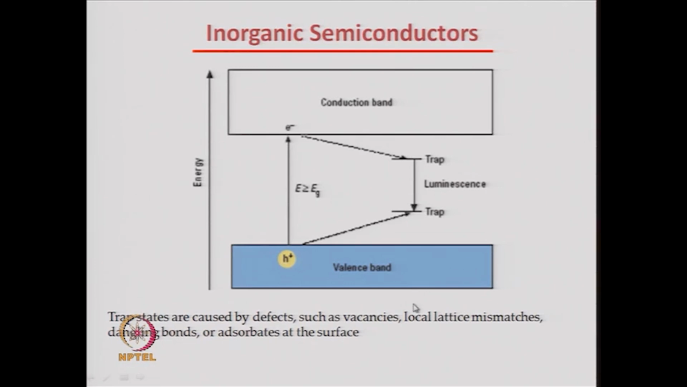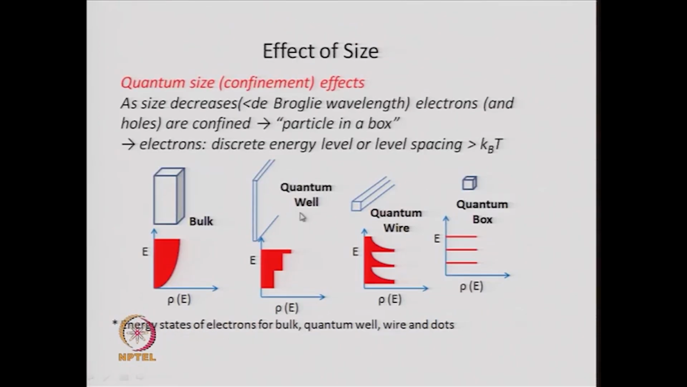And you can have this kind of luminescence between trap states, or you can have emission from the conduction band to the valence band, depending on what kind of energy you are giving to the system. So, typically in these materials a lot we discuss is about the effect of size.